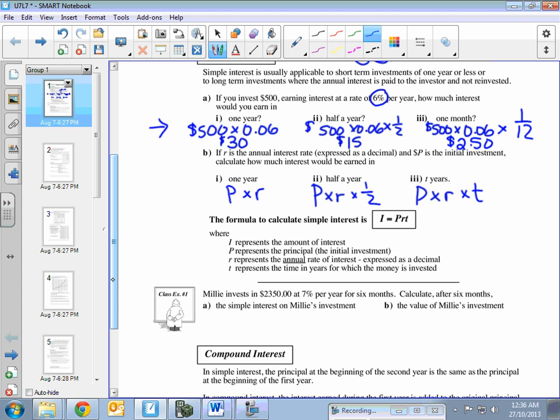So this is our formula for simple interest. I equals PRT. You guys have probably seen this before. So I is the amount of interest. P is the principal or initial investment. R is the annual rate of interest expressed as a decimal. And T represents time in years. So always remember that T is in years, okay? Don't get confused there. R is always annual rate. Annual, we talked about this before. So annual means yearly.